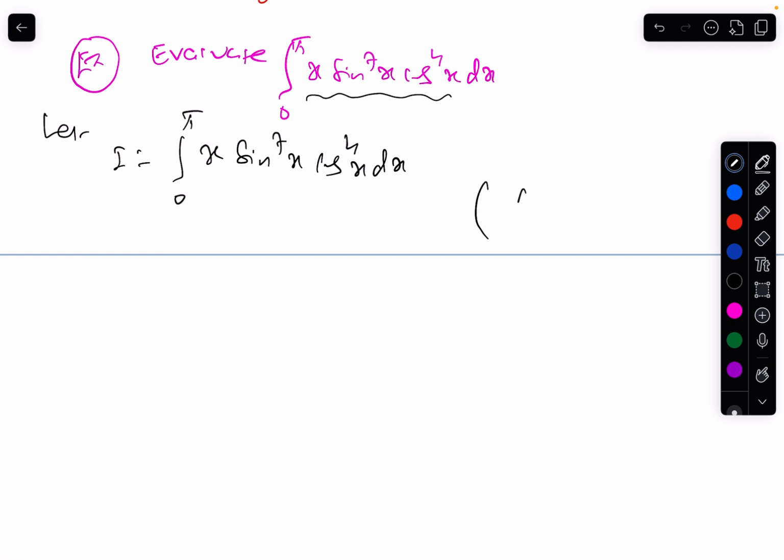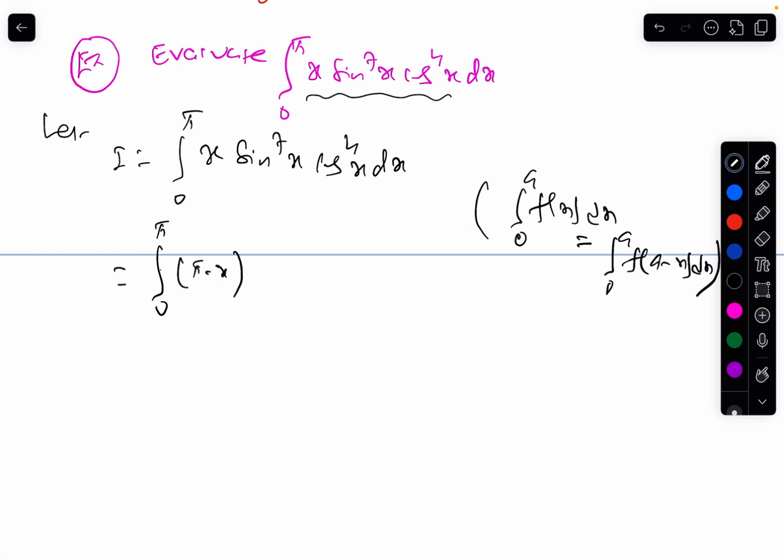Now we use one result, that integration 0 to a f(x) dx is the same as integration 0 to a f(a minus x) dx. So this is equal to integration 0 to pi (pi minus x) sine power 7 (pi minus x) cosine power 4 (pi minus x) dx.